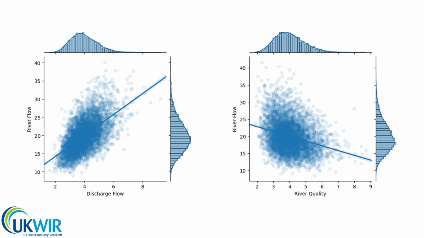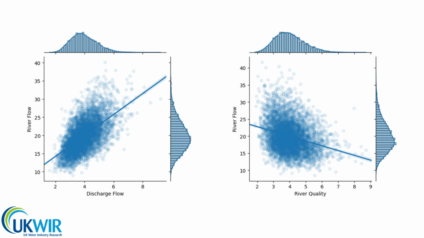When we discuss correlation in SIMCAT, we're generally interested in correlations between variables that appear in the mass balance. So river flow, river concentration, discharge flow, and discharge concentration. We also refer to concentration as quality. So for example, when we talk about river quality, we mean the concentration of a particular determinant in the river.